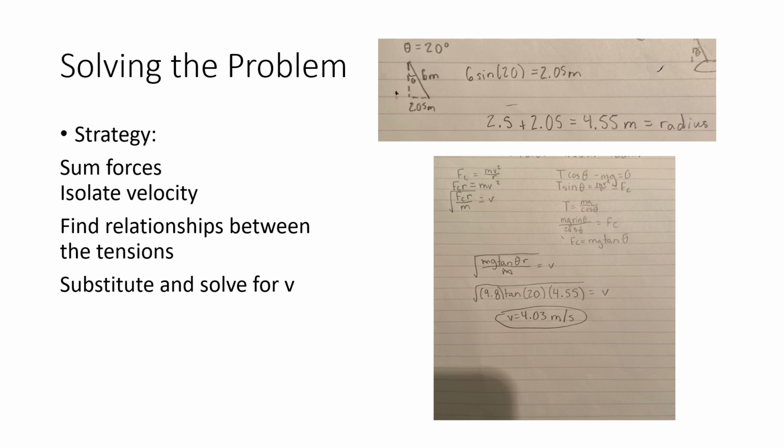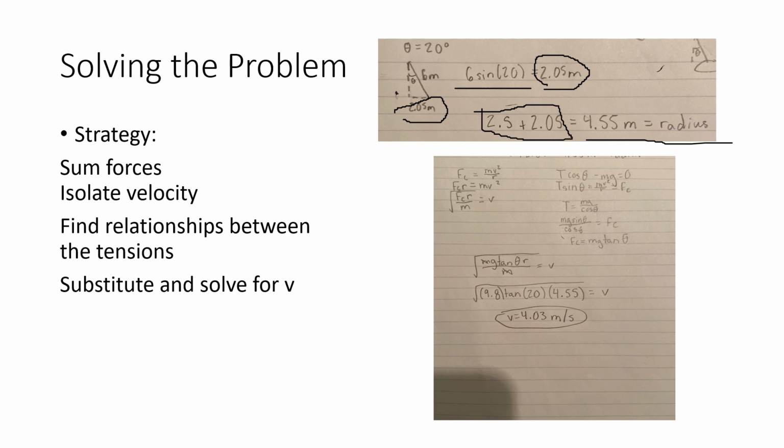To solve this problem, we first need to find the radius so that we can use the centripetal force equation. To find the radius, we need to find the horizontal component of the chain as it goes out. So this ends up being 6 sine 20, doing a little bit of trig, opposite over hypotenuse, and we get 2.05 meters. We need to add this to the radius of the inner disk, which is 2.5, plus 2.05, which comes out to be 4.55 meters as the radius.